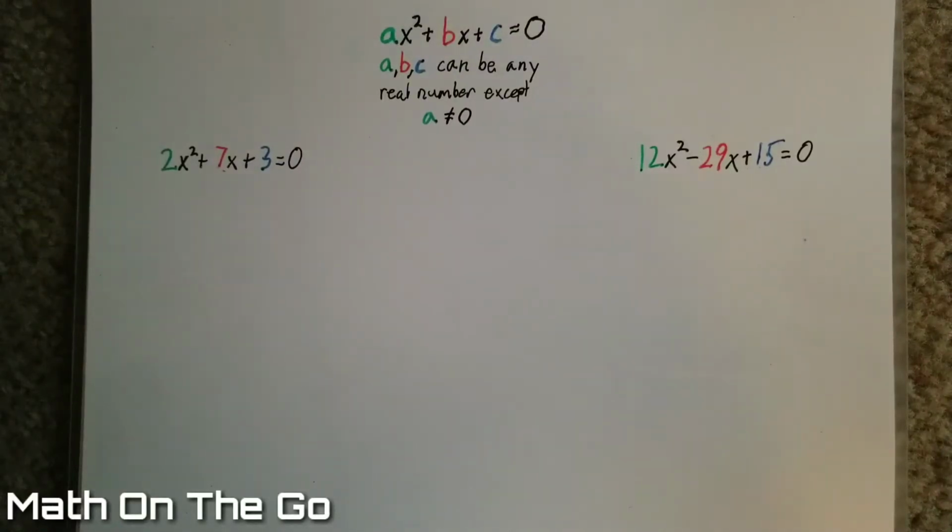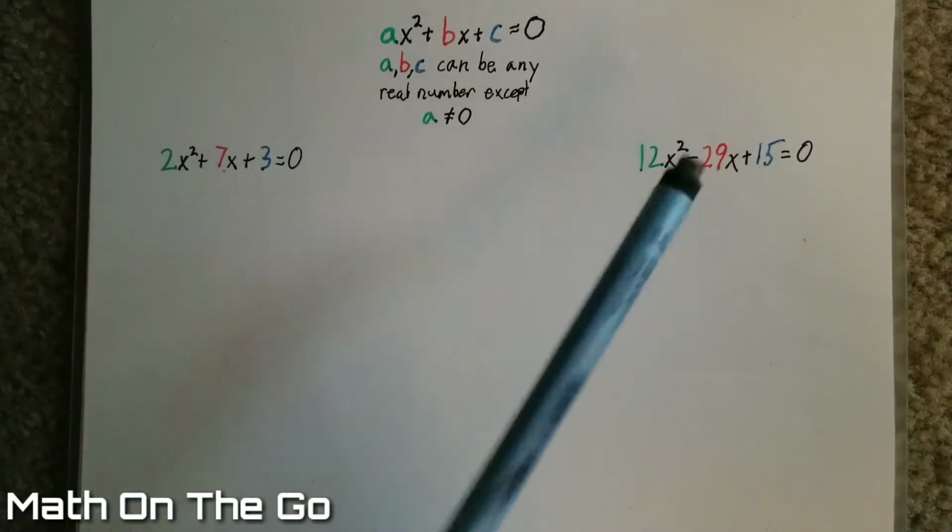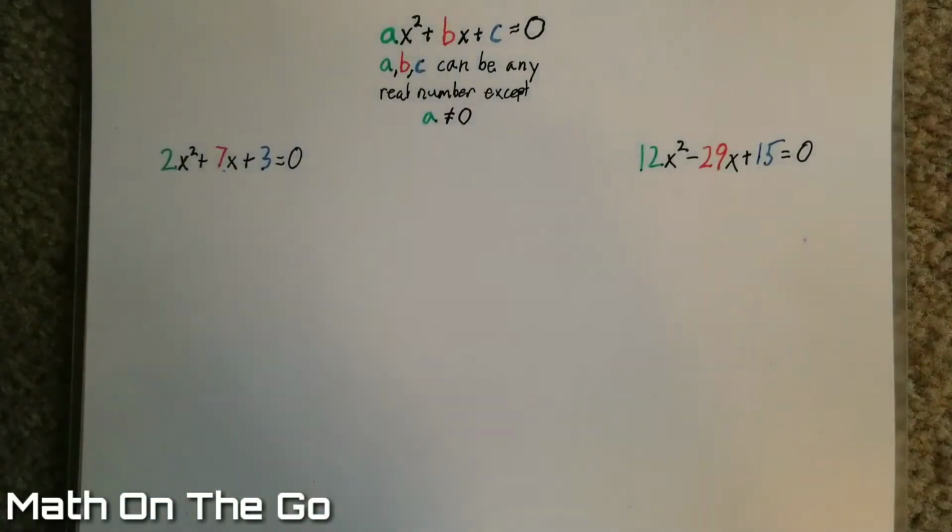In the previous video, we discussed doing quadratic equations with a leading coefficient of 1. I'll link to that up here in the description. And in this video, we're going to look at doing quadratic equations with a leading coefficient greater than 1. So I've only got two examples for this, so let's get right to it.